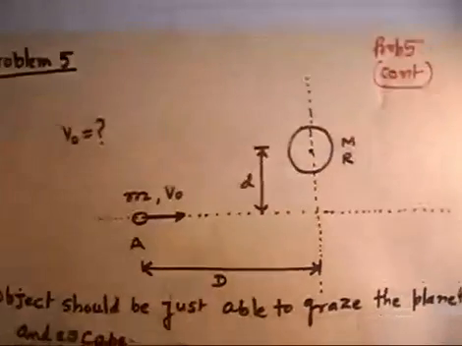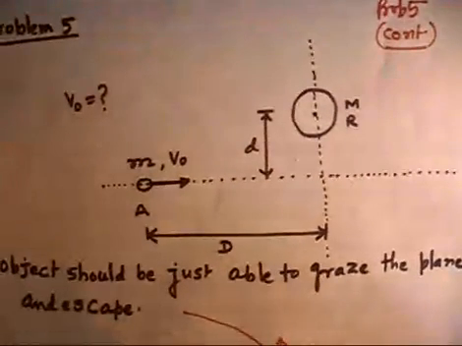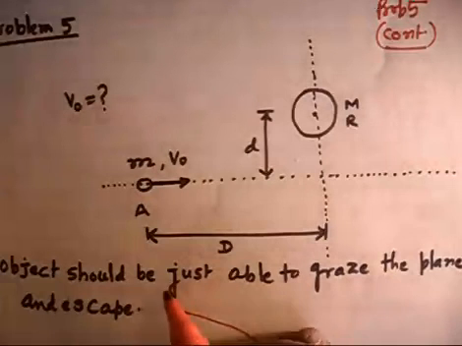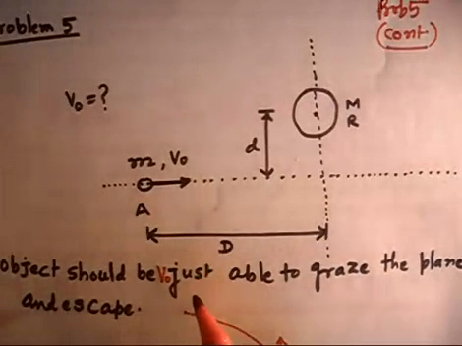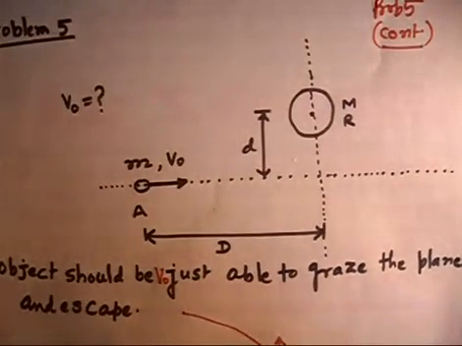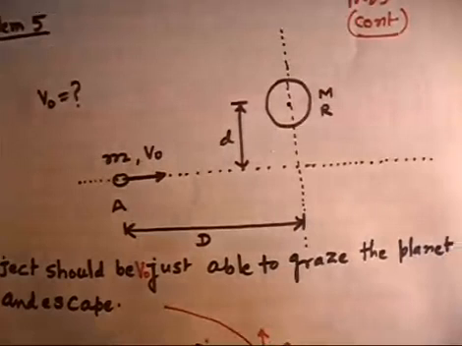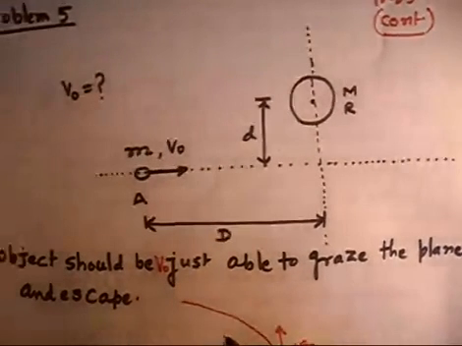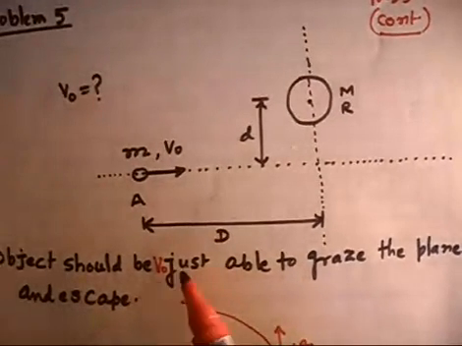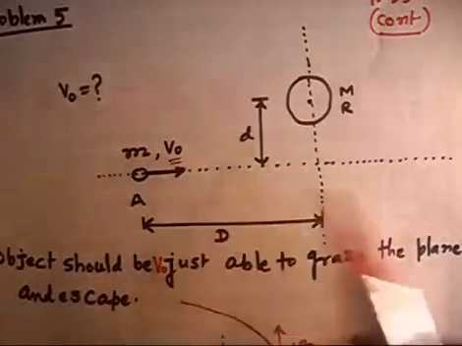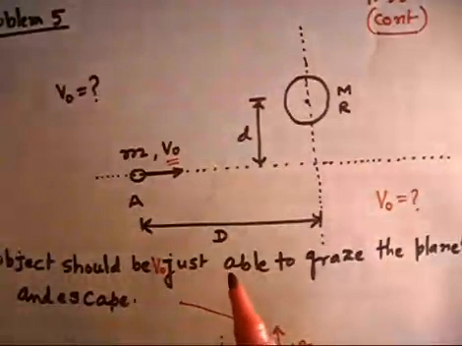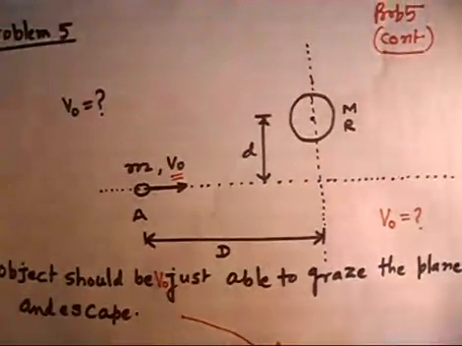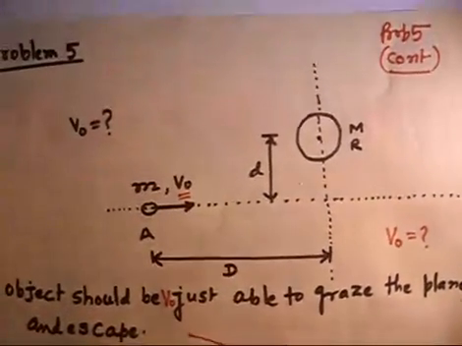Now the question asks, what should be the velocity v naught? What should be the value of v naught so that this object is just able to graze the planet and escape? So we have to find what is the v naught so that this object will graze this planet. This means just able to graze the planet, and escape.